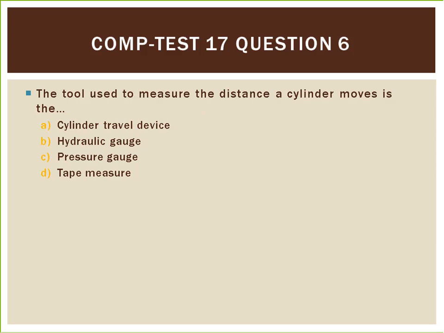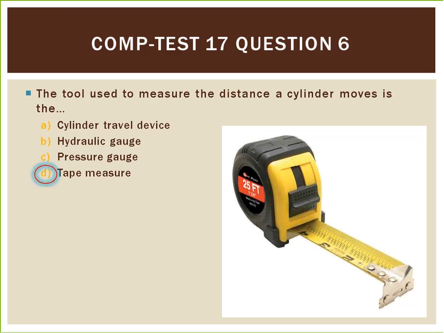CompTest 17, question number 6. The tool used to measure the distance a cylinder moves is the: A, cylinder travel device; B, hydraulic gauge; C, pressure gauge; or D, tape measure. Answer D is the best answer here because a tape measure is used to get proper distance for the cylinder. Answer A is not the best answer here, and B is incorrect because the hydraulic gauge is used to measure pressure of fluids in the system. Answer C is incorrect because the pressure gauge is used to measure pressures such as steam.